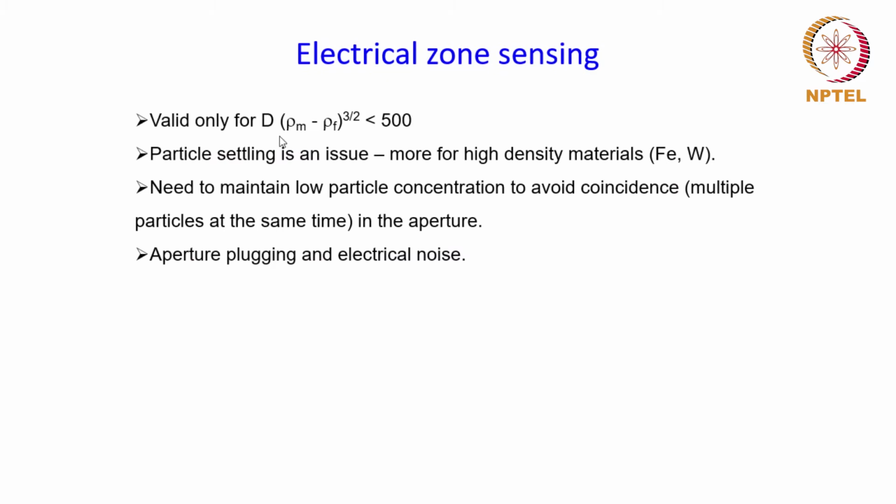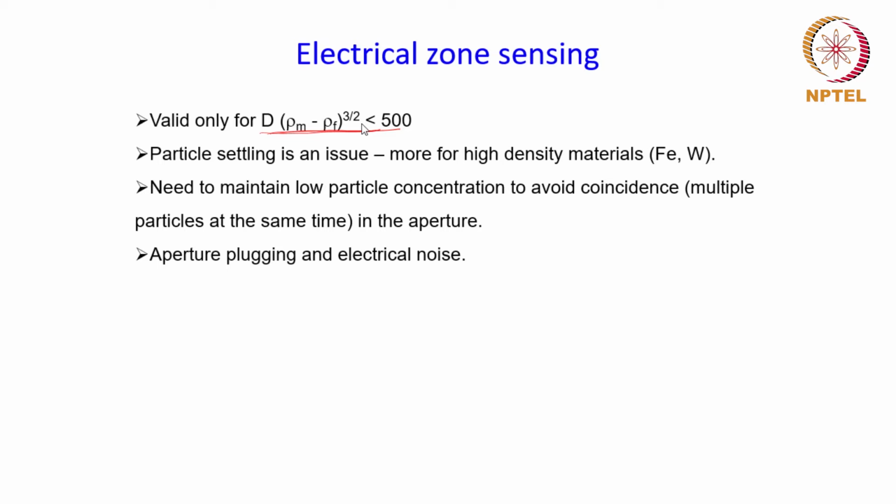This technique is valid only when this relationship holds, wherein d is the particle size, rho m is the density of the metal or the particles, and rho f is the density of the fluid in which the particles are dispersed.